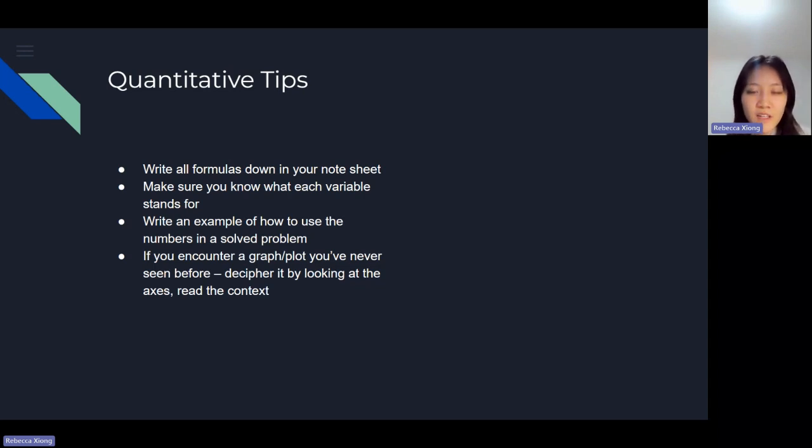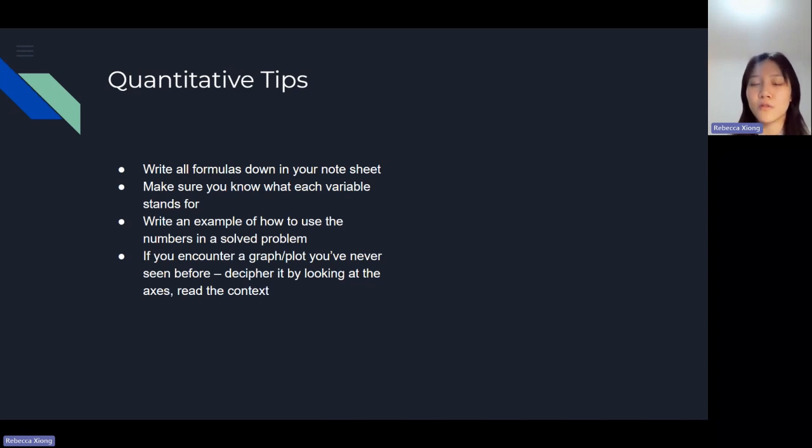And so for quantitative tips, I recommend writing all the formulas down onto the note sheets. I think it's easier to handwrite these a lot of the times when you can't really format them well in LaTeX or whatever equation input software you have. And another thing is that just having equations down is one thing, but you must know which each variable stands for. And to help you with that, I think it's really good to write a solved example of each sort of equation into your note sheet.